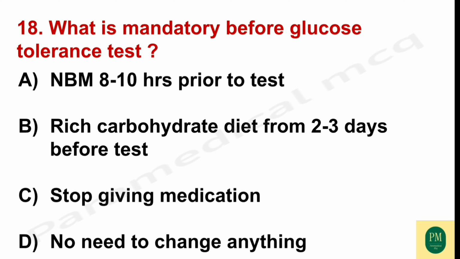What is mandatory before glucose tolerance test? Option A, NBM 8 to 10 hours prior to test. Option B, rich carbohydrate diet from 2 to 3 days before test. Option C, stop giving medication. Option D, no need to change. The correct option is option A, NBM 8 to 10 hours prior to test.